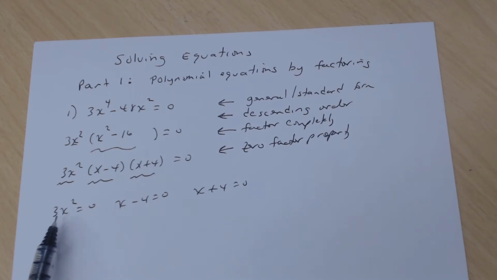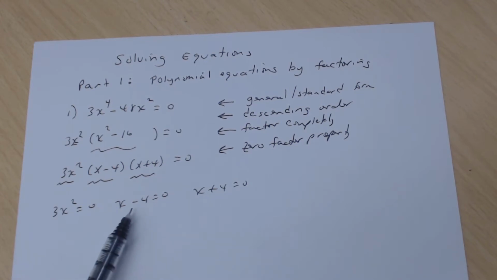Now to get x by itself here, you could look at this and determine what x is. So 3 times what number squared is going to be 0? So again, you're trying to solve this equation. By inspection, you could figure out what this is. So 3 times 0 squared is 0, because 0 squared is 0. 0 times 3 is 0.